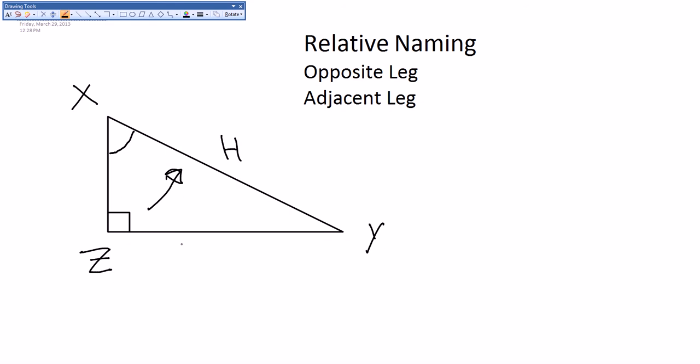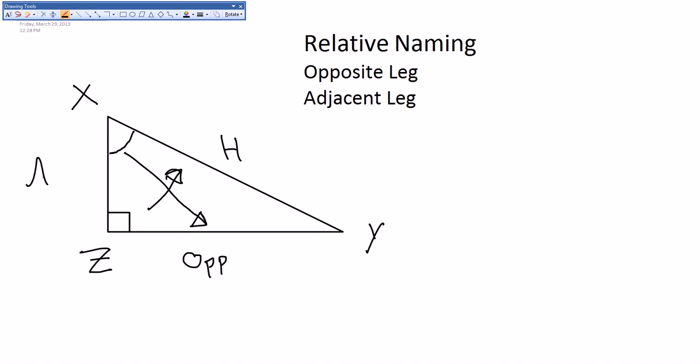So let's start with opposite leg. The side which is opposite or across from this angle is this side right here. So here's your opposite, or OPP. If you take a look here, we've got our opposite. Now, which one's left? Adjacent.